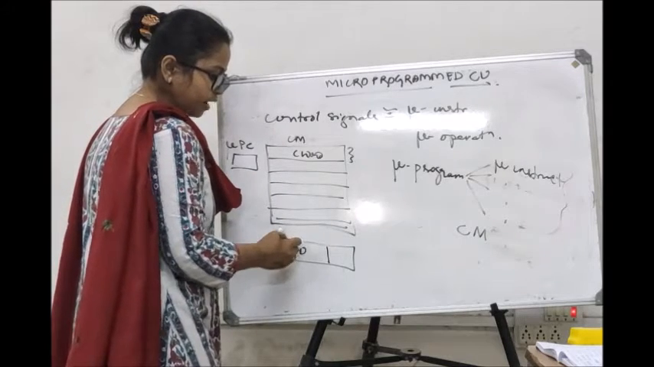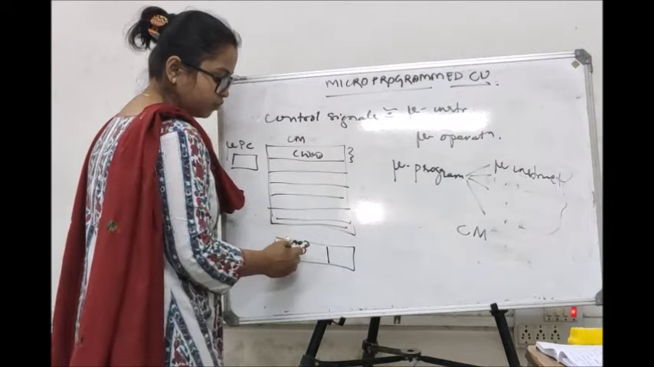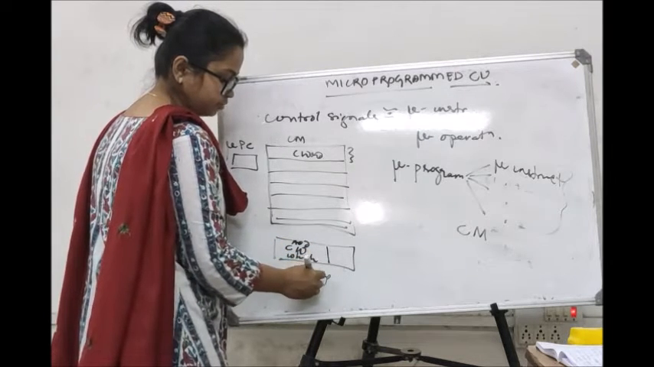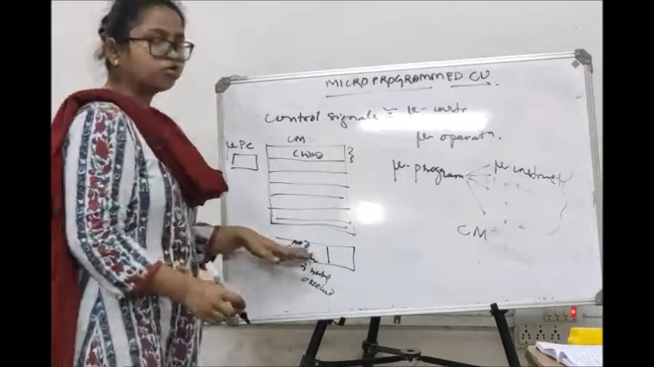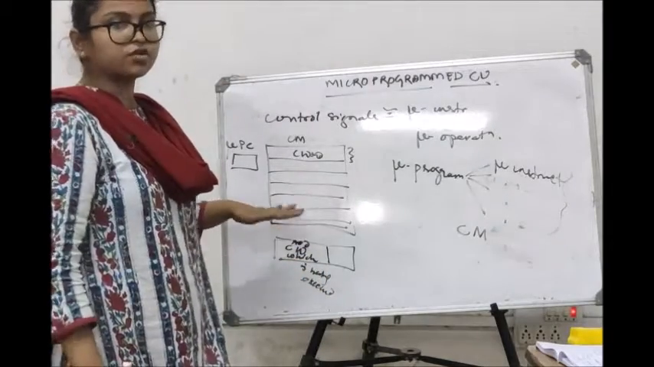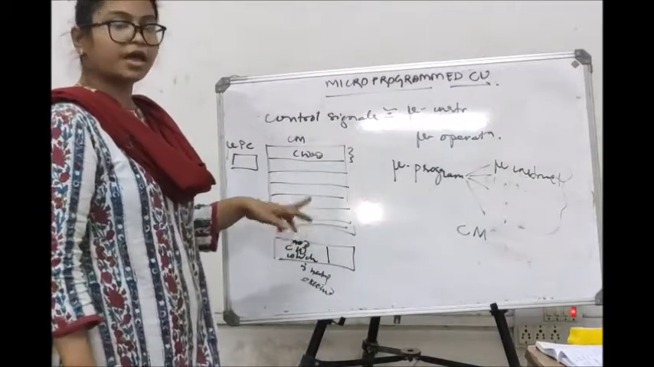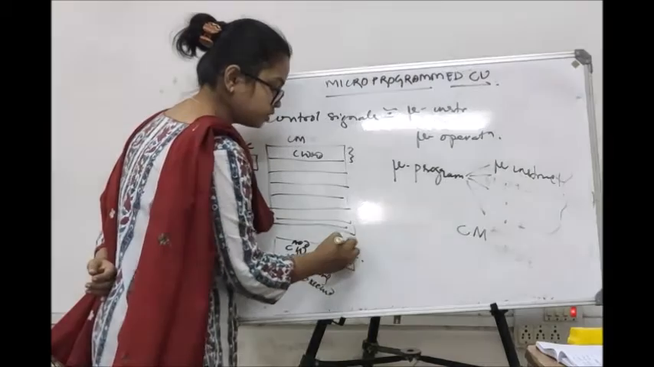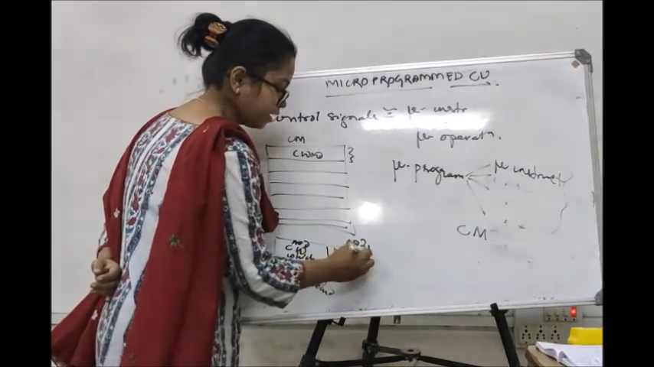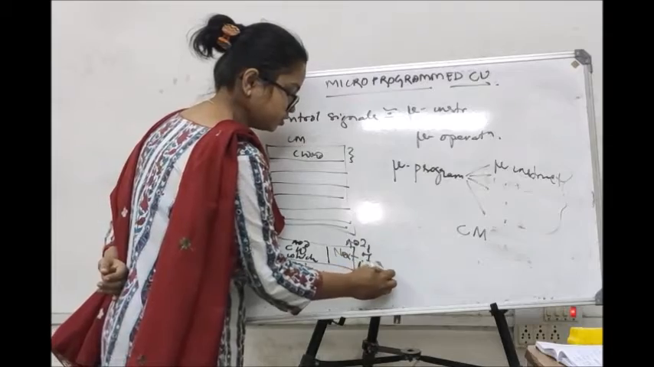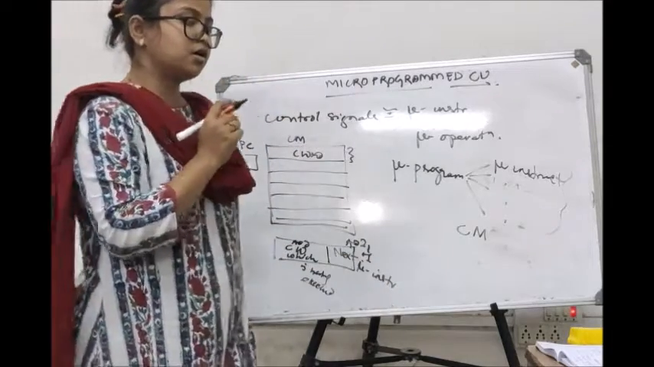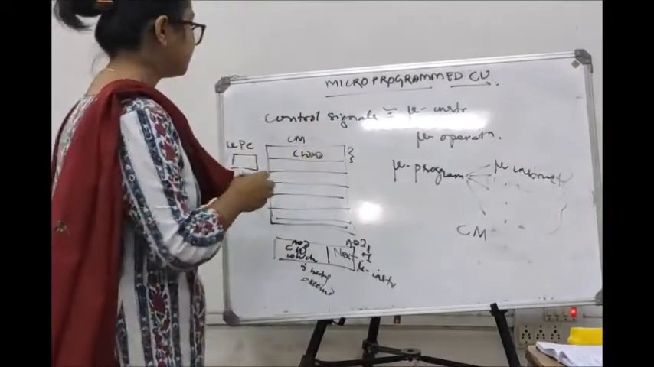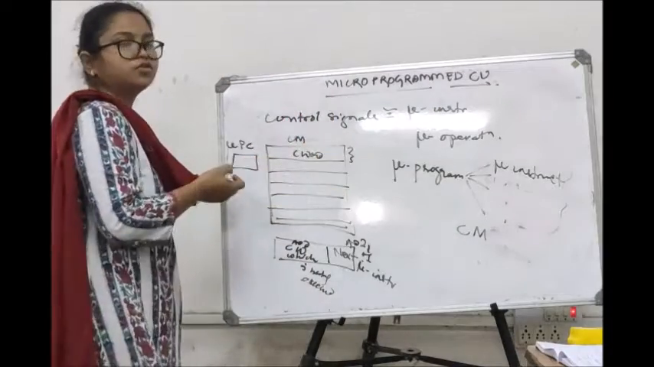So it holds the address of the micro operation which is being executed, and there are two sections, and the other stores the address of the next micro instruction. So this is about the microprogram control unit.